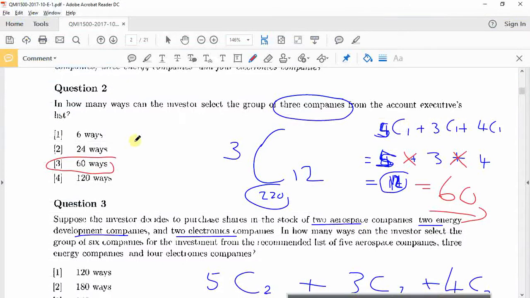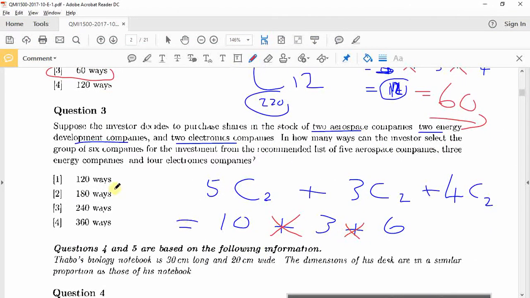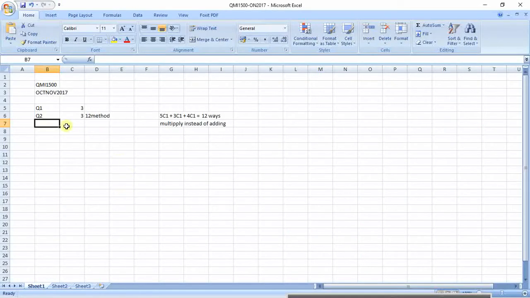Okay, so then this one times is 180. Option 2. There we go. Now we're getting somewhere.